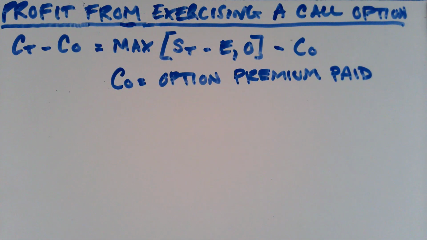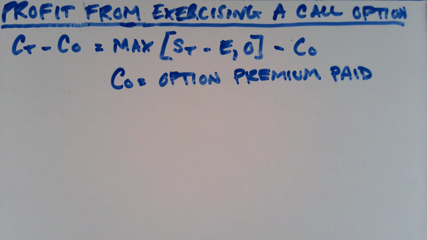The profit from exercising a call option depends on how much you paid for it. In our last discussion, we talked about the payoff from exercising a call option. That's just talking about the money that comes in when you exercise the option. However, we must also consider how much we paid for that option in order to know what our profit is. And so that's why we're subtracting C sub 0, the option premium that we paid, from our call option payoff in order to find the profit from exercising the call option.